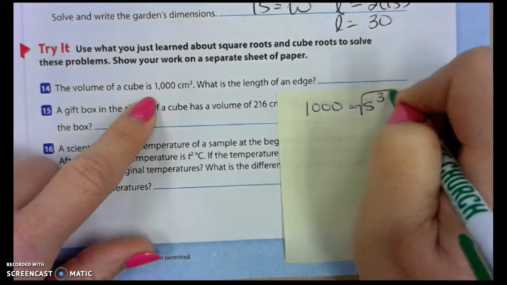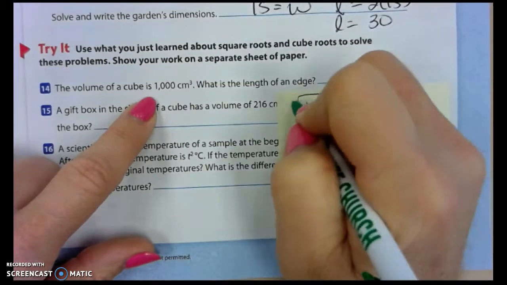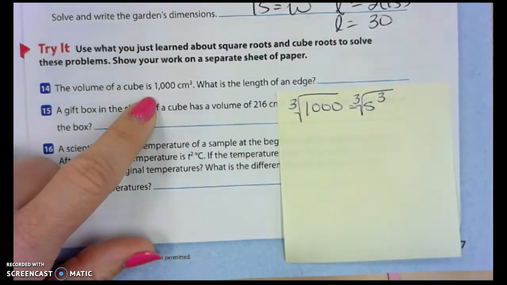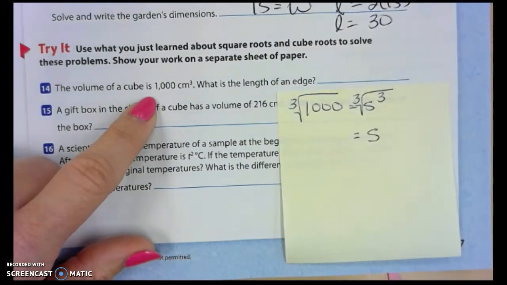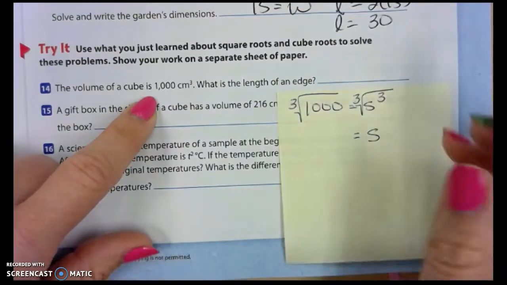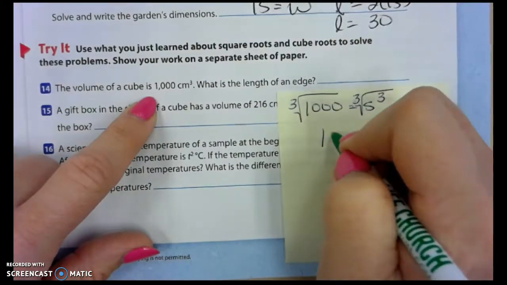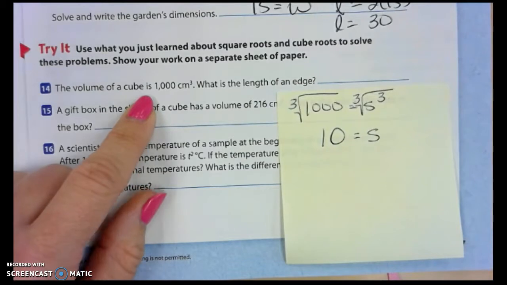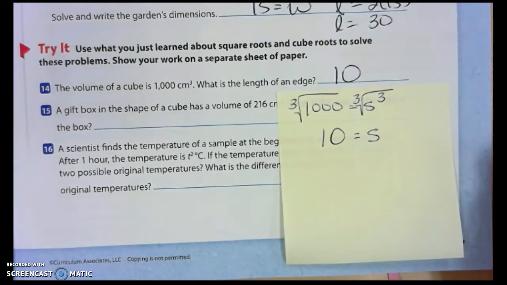To eliminate the cube, we'll take the cube root. Anything we do to one side, we have to do to both sides. The cube root and the cube will cancel, leaving just s. And if you factor 1,000, you get 10 times 10 times 10, telling you that the side measure is 10. So the length of an edge of that cube would be 10.